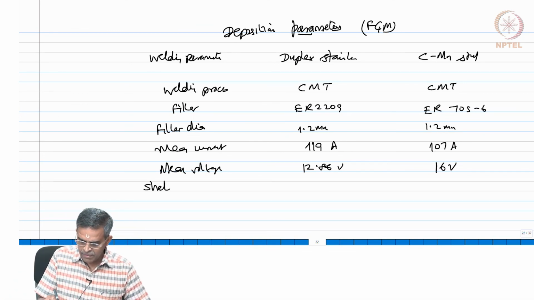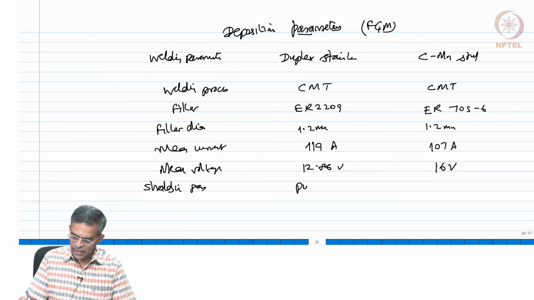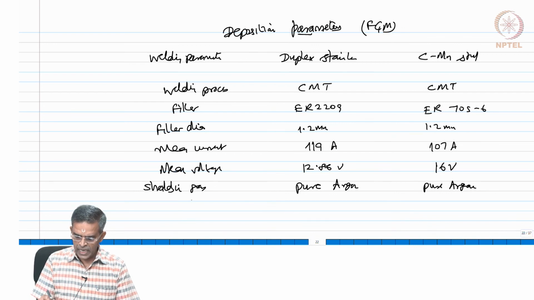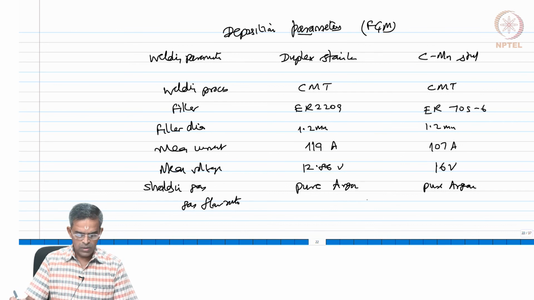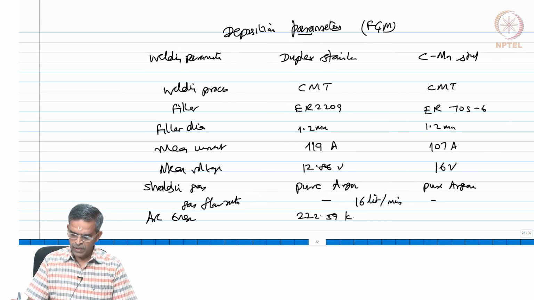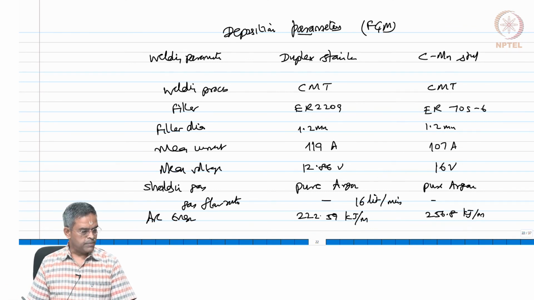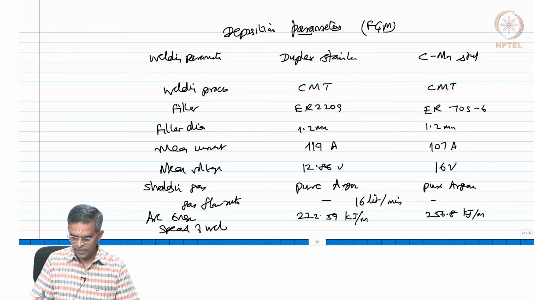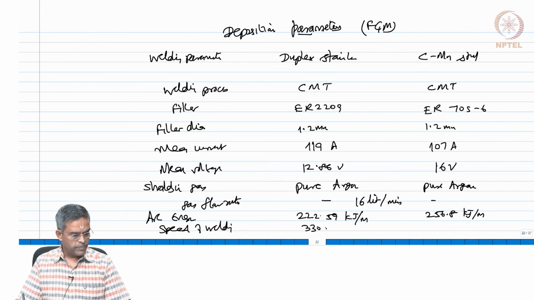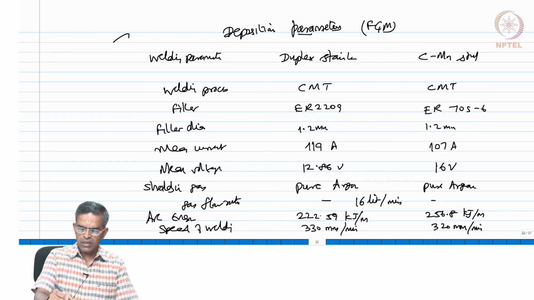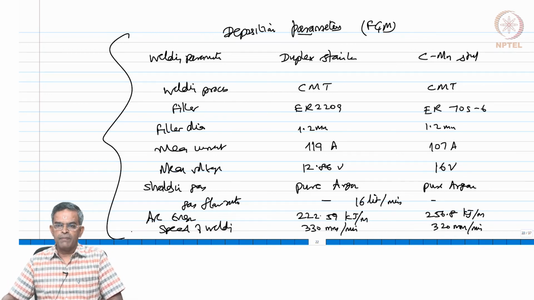The shielding gas being used is pure argon gas in both cases. The gas flow rate being used is 16 liters per minute in both cases. Okay. The arc energy developed is in this case 222.59 kilojoules per meter, whereas in this case it is 256.8 kilojoules per meter. The welding speed of the torch is 330 millimeters per minute for fabrication, whereas in this case it is 320 millimeters per minute. So, these are the deposition parameters used in fabricating this FGM.